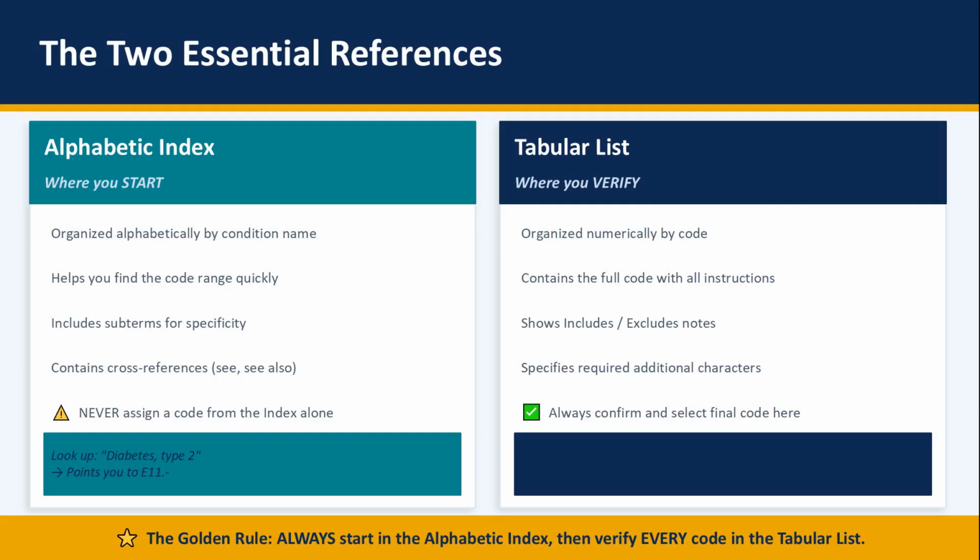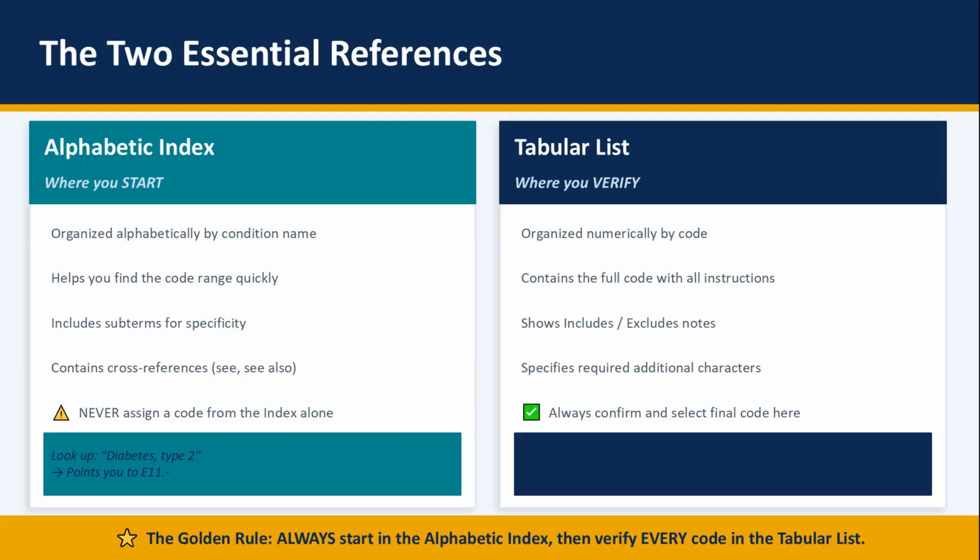Step 2. The tabular list. Once the index gives you a code to look at, you go to the tabular list, which is organized numerically by code, and you find that code section. You read the full entry, you check all the instructional notes above and below it, and then you select your final code. In our diabetes example, you'd find E11 in the tabular. Look at the options under it, check for any includes or excludes notes, and confirm that E11.9, type 2 diabetes mellitus without complications, is correct for your patient. Two steps. Every time. No exceptions.